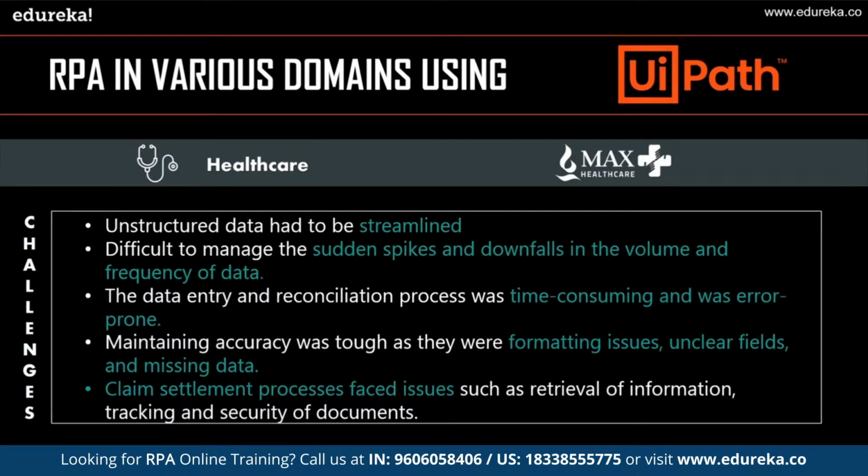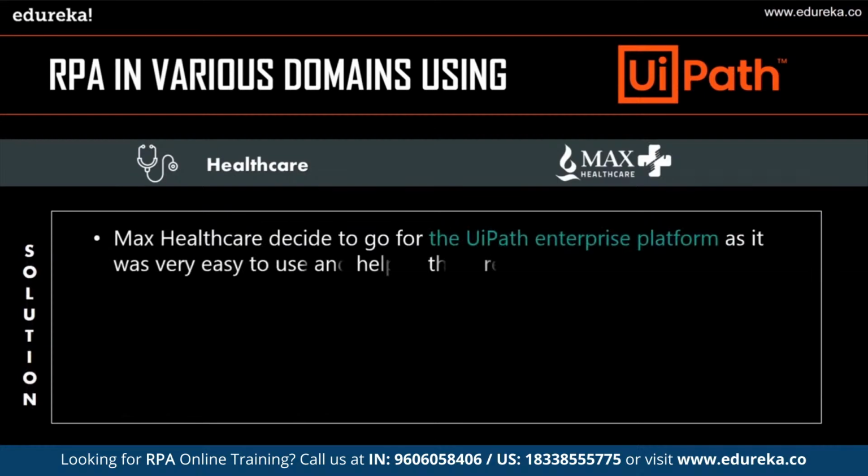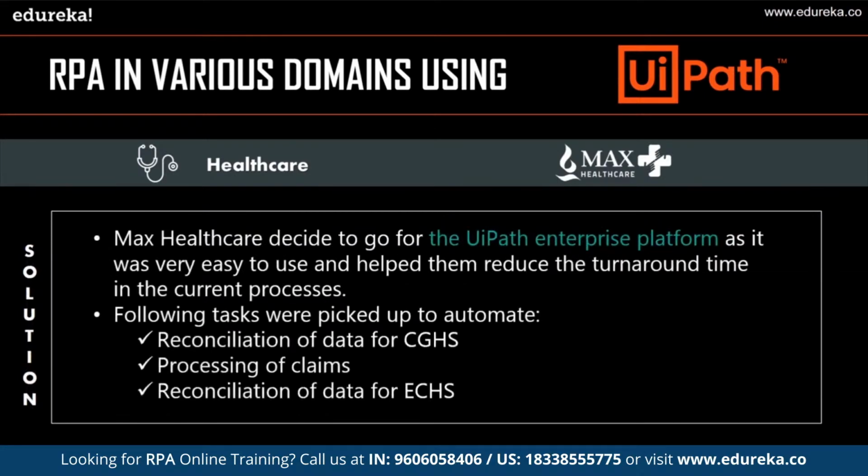So, to avoid these challenges, Max Healthcare decided to go for UiPath's enterprise platform as it was very easy to use and helped them reduce the turnaround time in the current processes. Since the company wanted to start only with a few tasks, they picked up tasks such as the reconciliation of data for CGHS, the processing of claims, and the reconciliation of data for ECHS.